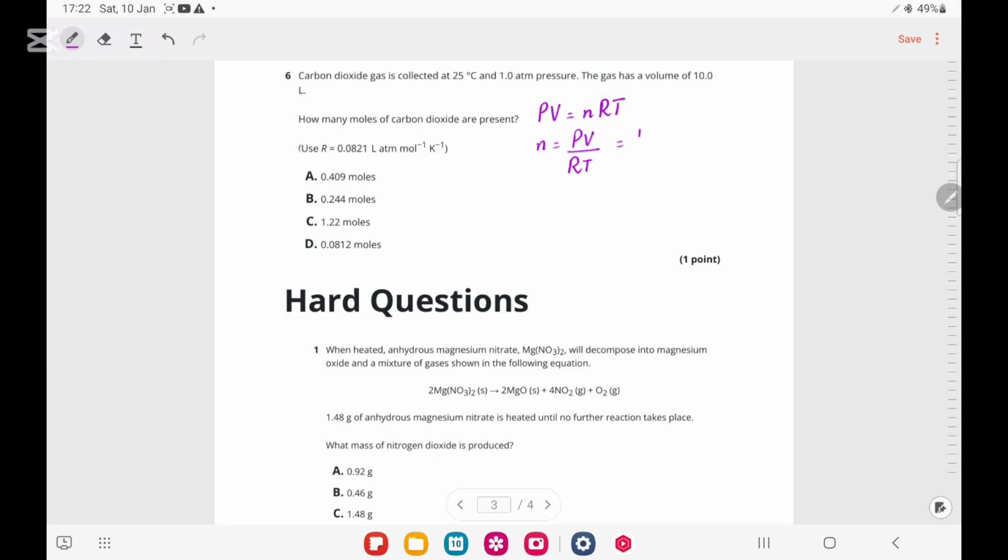So n will keep here, PV divided by RT. P is the pressure, that is 1 atm, and volume is 10 liter, while the value of R is 0.0821, while for temperature we need to convert it to Kelvin, that is 25 plus 273, and that comes out to be 298 Kelvin. So the moles come out to be how much? They come out to be 0.409. So answer is A.